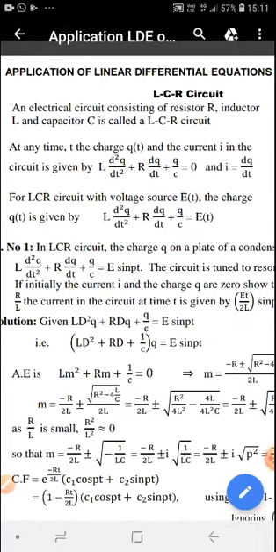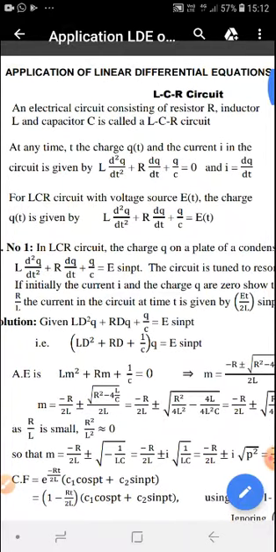The charge q at a time t is given by the differential equation L into d square q by dt square plus R into dq by dt plus q by c equal to 0. And the current I will be equal to dq by dt. So q can be obtained by solving this differential equation with the constant coefficients, and to get I we need to find dq by dt.